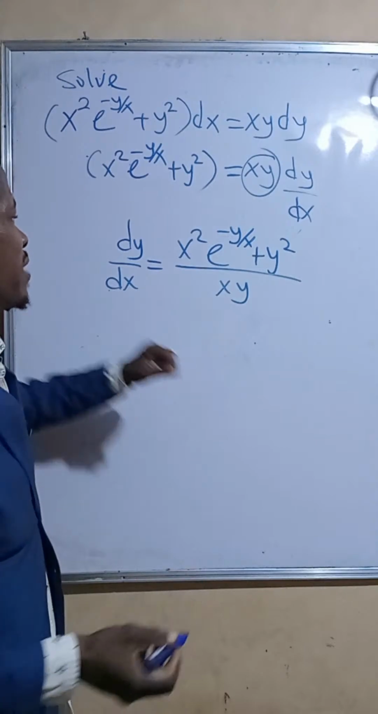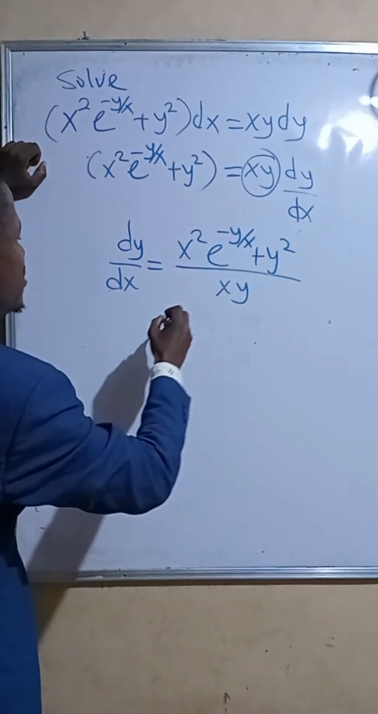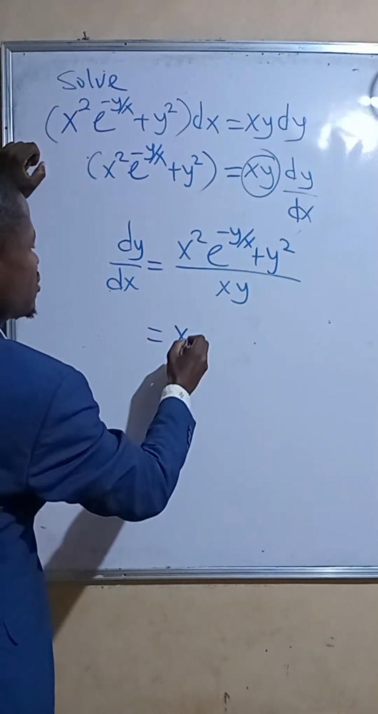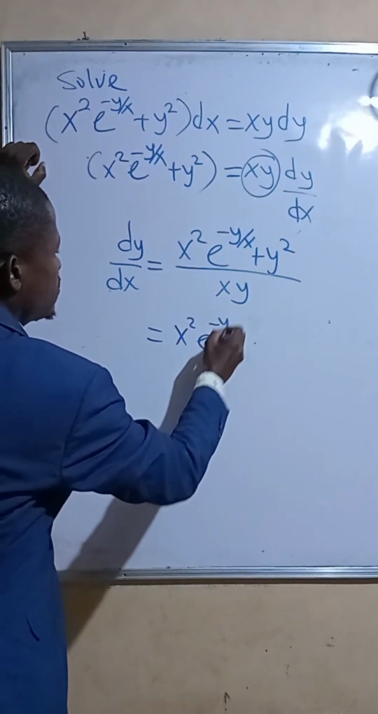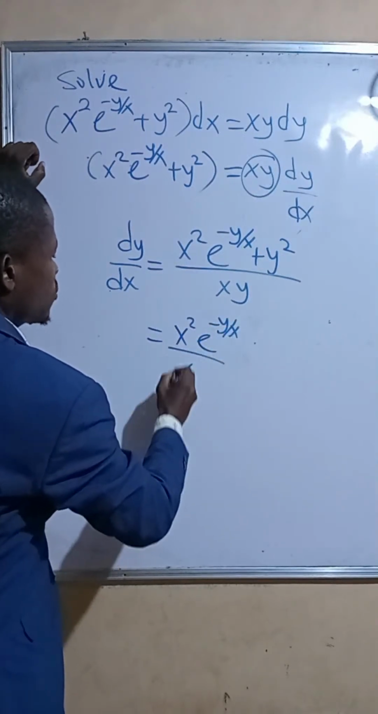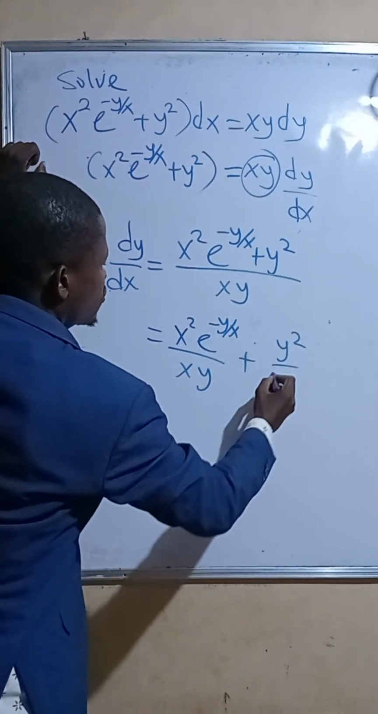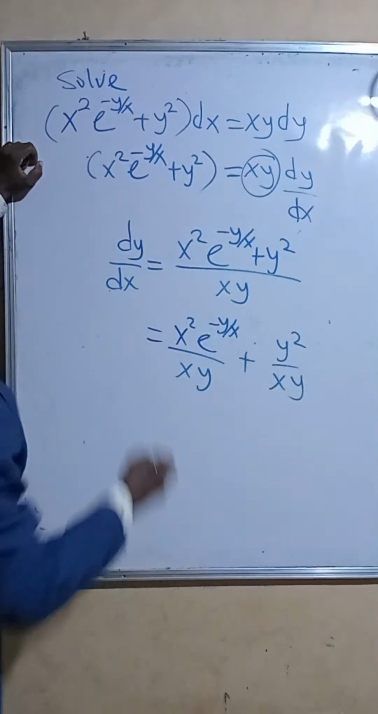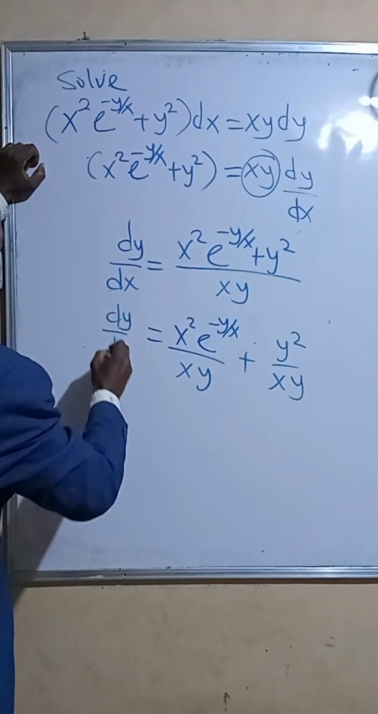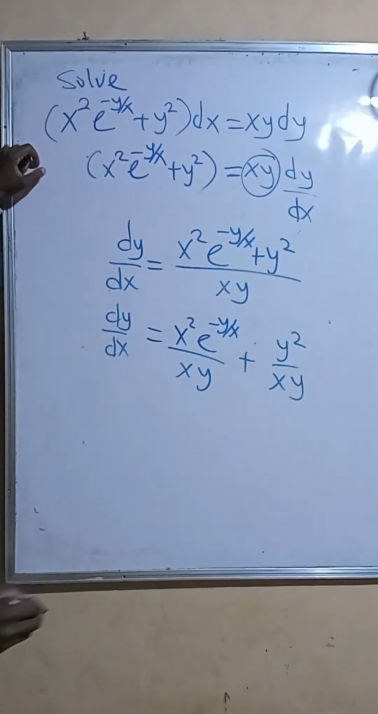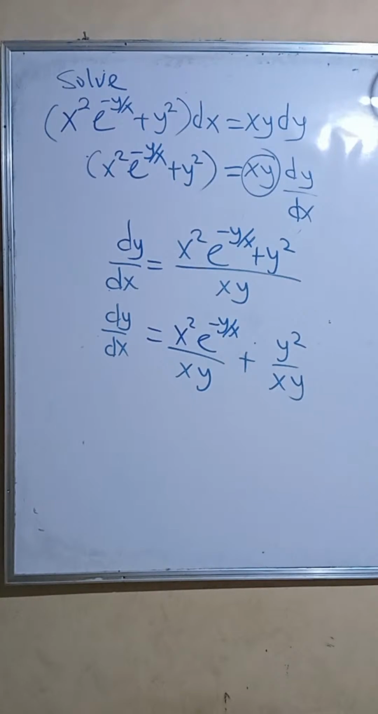So can we do the algebra of this? If you do the algebra of this, it implies this one over what? Over xy, and then plus y squared over xy. So that's the algebra of that.